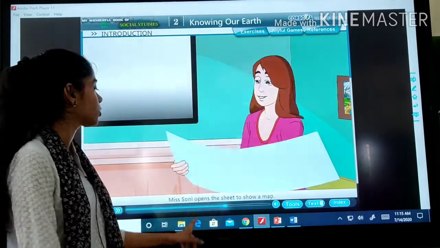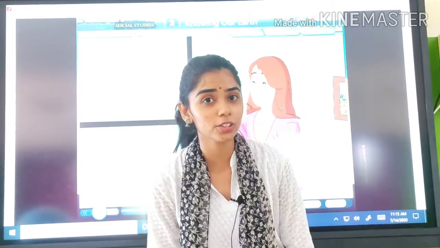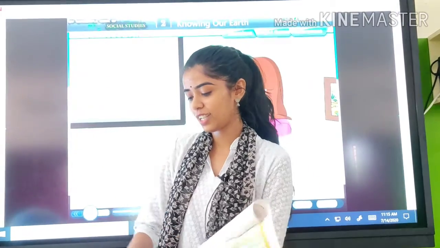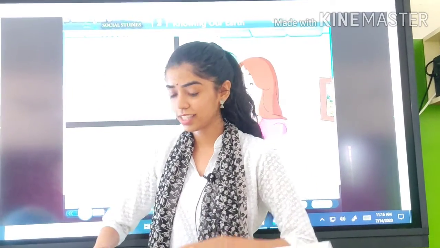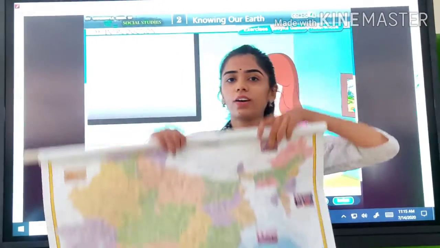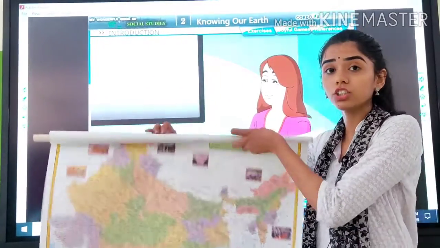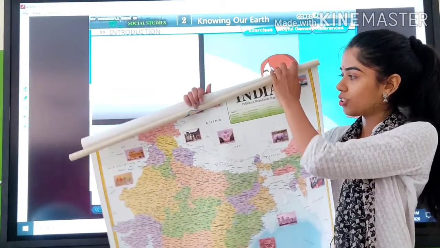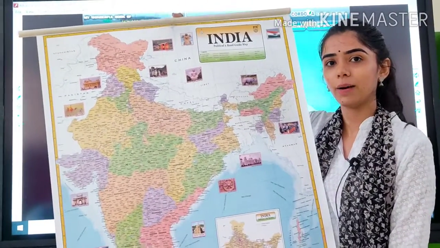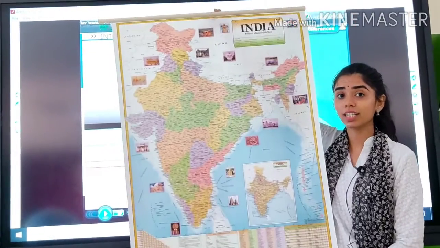Okay. Miss Soni opens the sheet to show a map. Now Miss Soni has also opened it. Now Miss Pooja will also open it. Let's see. What is it? It is a map. Look at this. Oh, isn't it giant? Isn't it huge in size? See, children. This is a map. Okay, now this map is of India.